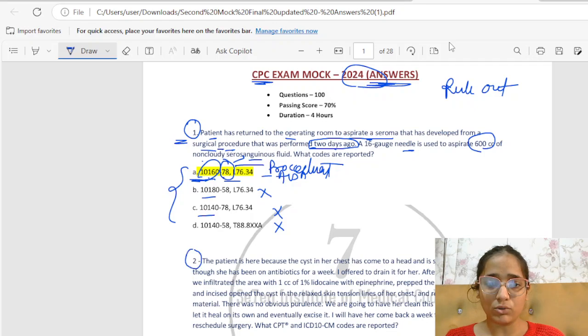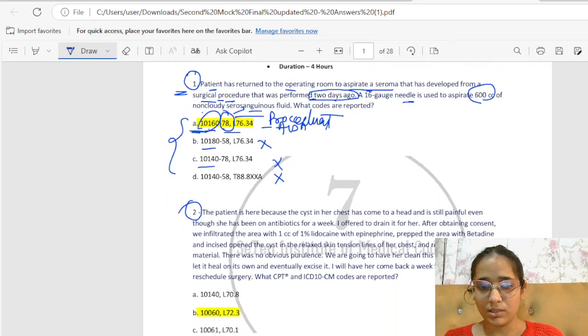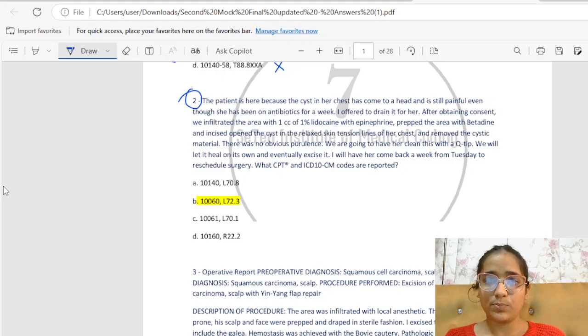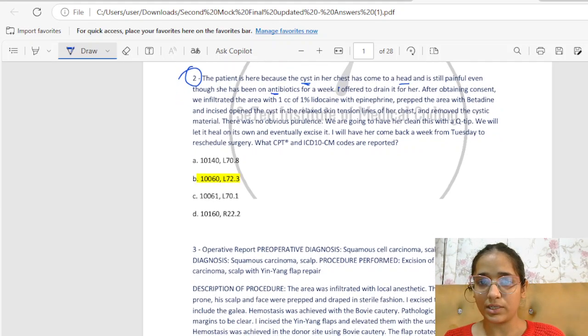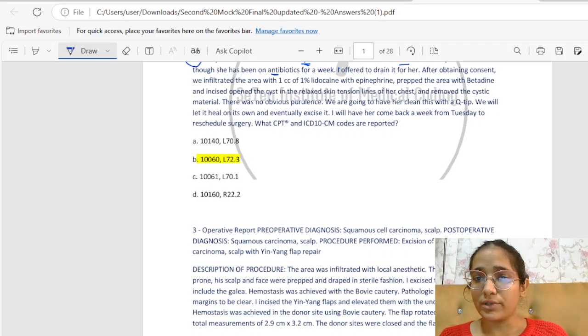Let's move to the second question. In this, the patient had a cyst on her chest, came to the hospital, and is still in pain even though she has been on antibiotics for a week. Let's scroll a little bit more. The doctor offered to drain it for her. After obtaining consent, we infiltrated the area with lidocaine and epinephrine, which are the anesthetics, and prepped the area with Betadine.